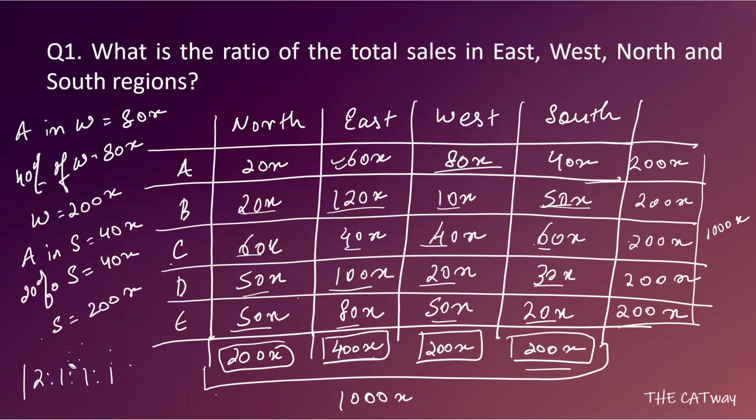Okay, just a second. Okay, so now we can clearly write the answer as 2:1:1:1 because in east it is 400 and others it is 200. So this is our final answer. Now let's go to the second question.